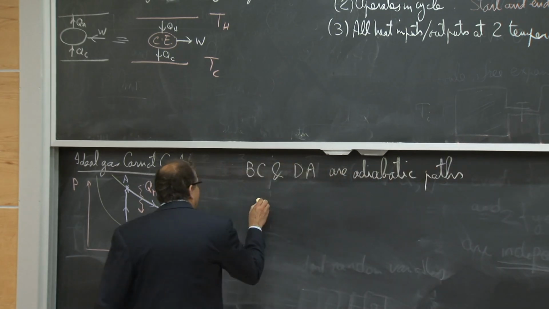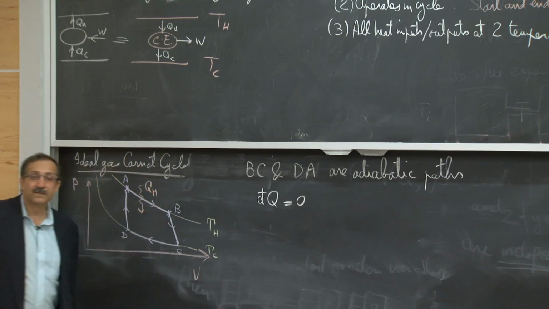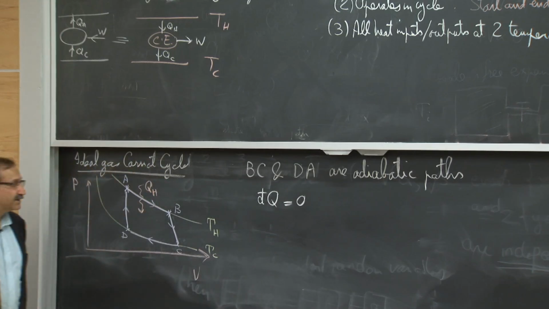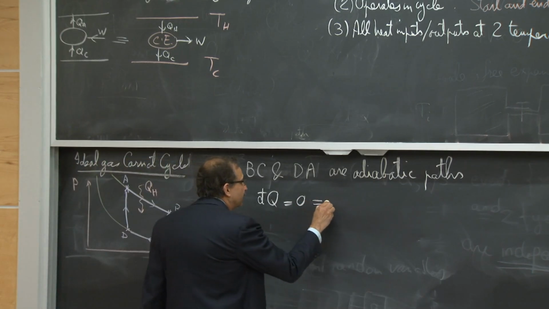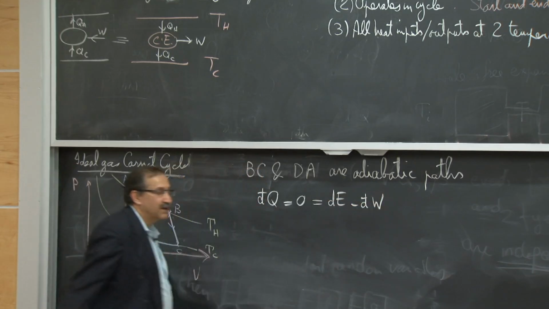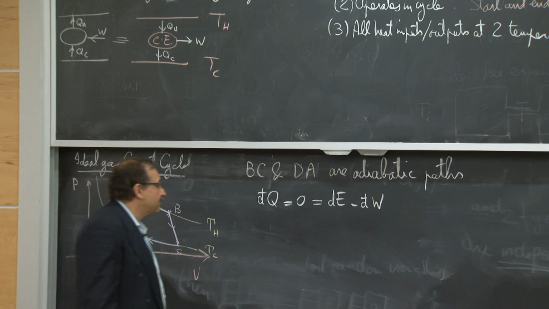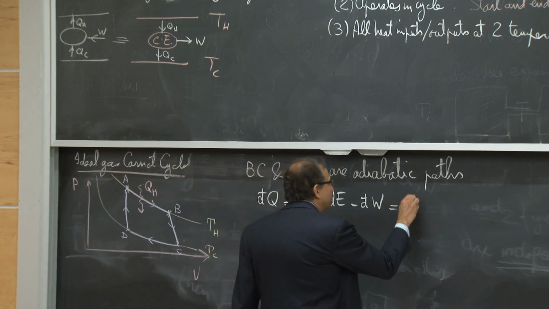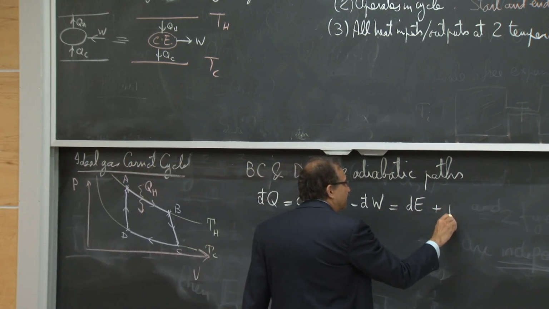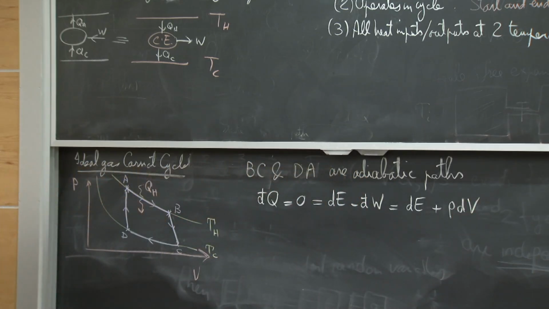So along these paths, what do I know? By definition, dq is 0. And dq is dE minus dW along those paths. And since I'm performing these paths sufficiently slowly, I can write dW as minus PdV.